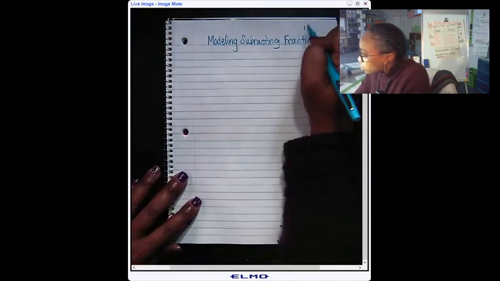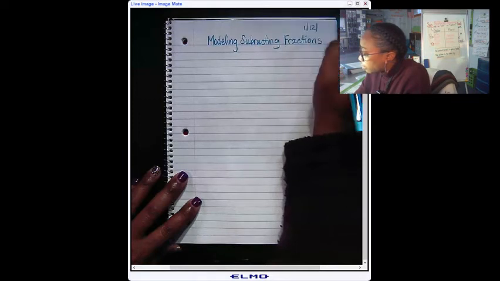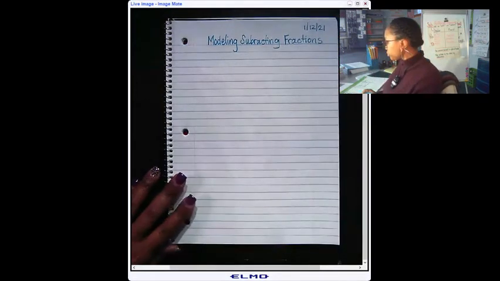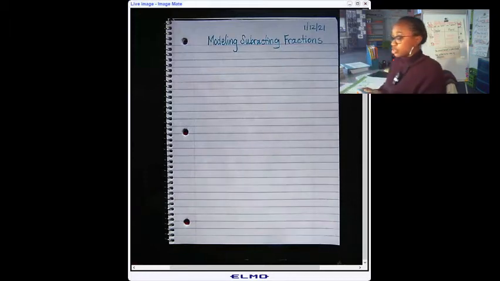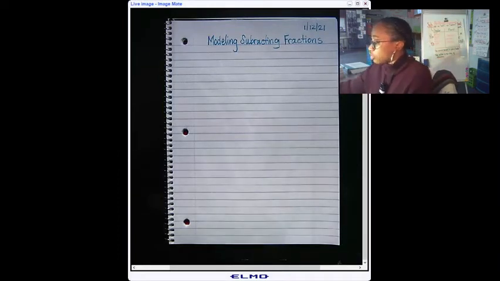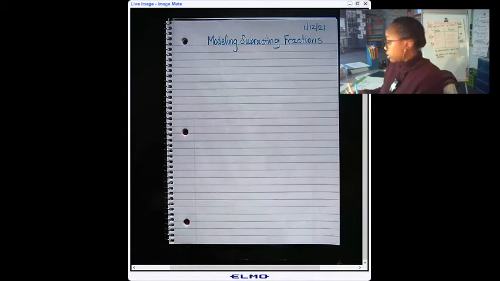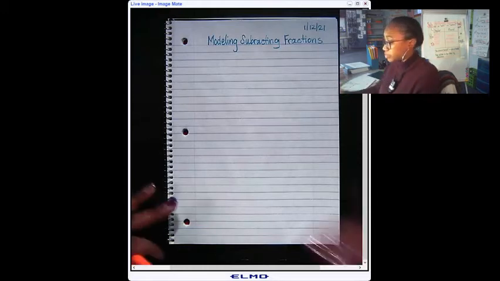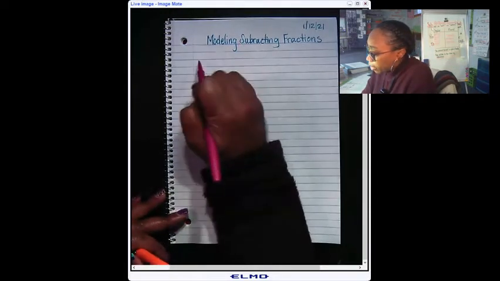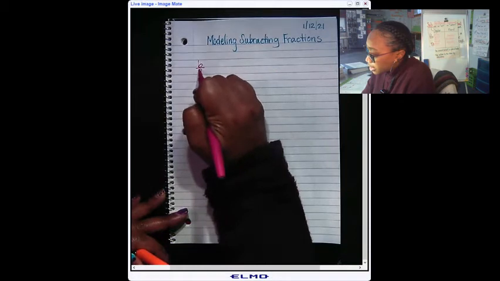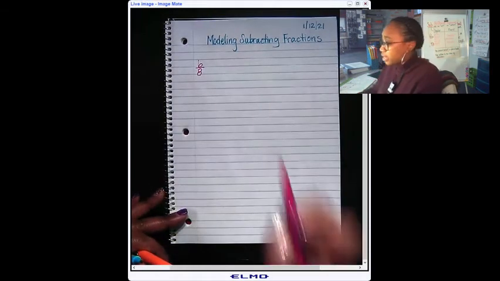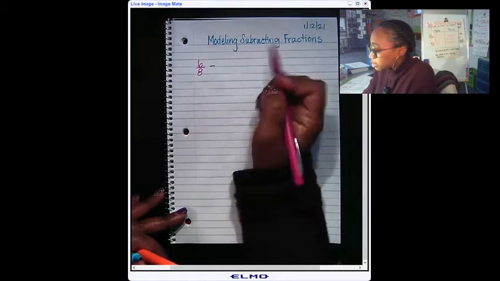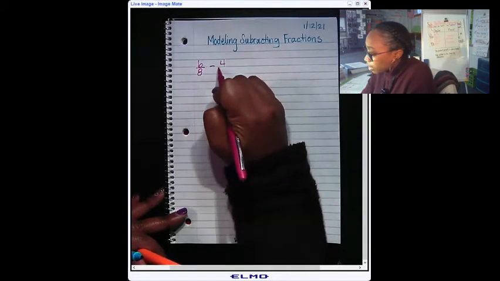So today is 1/12/21. Okay, and we're going to use two colors. So we're going to use fraction strips to help us model subtracting of fractions. So for example, if my problem that I am trying to subtract is 6/8, okay, and I want to subtract 4/8.